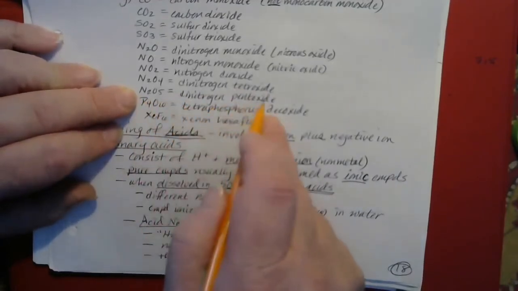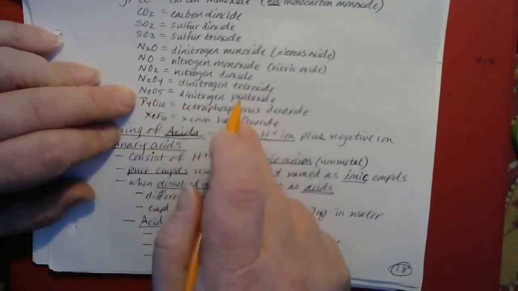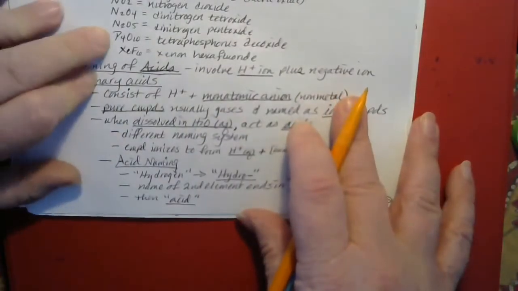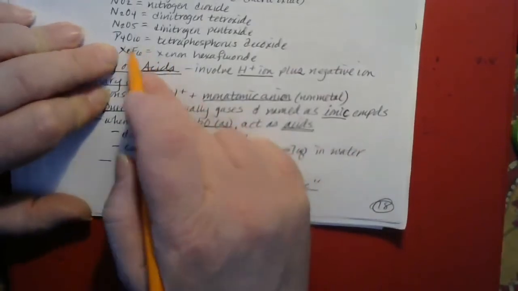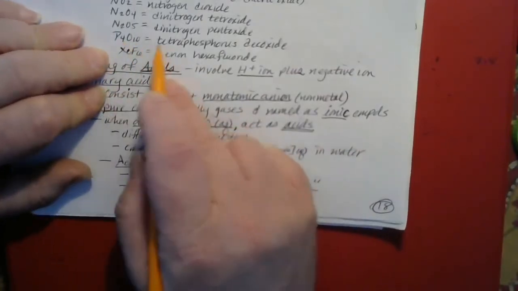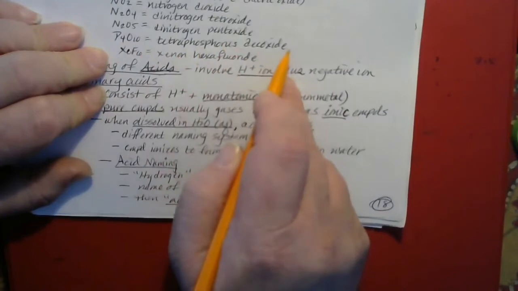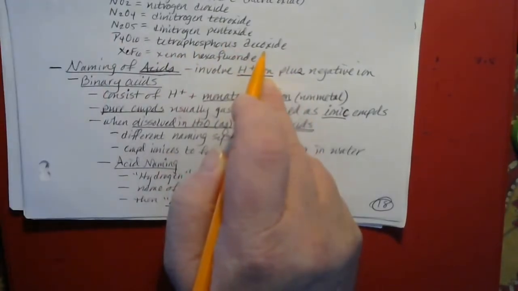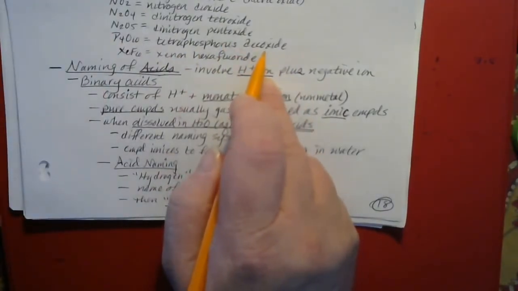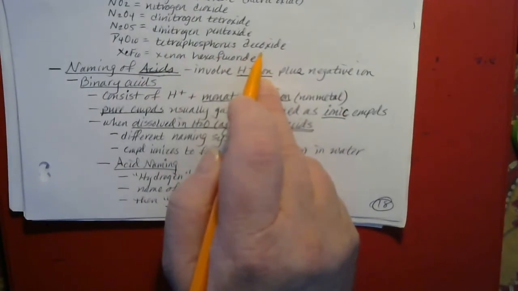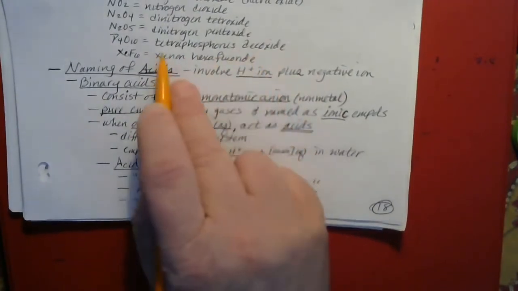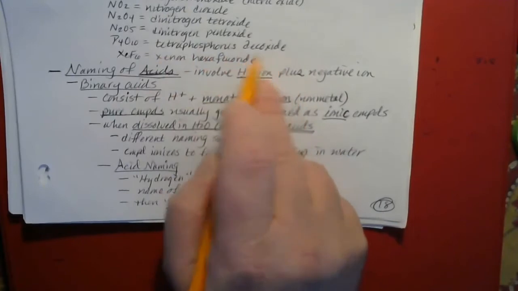N2O5 is dinitrogen pentoxide. And so it's pentoxide rather than pentaoxide in order to make it easier to say. But if you write pentaoxide, I'm not going to count it as wrong. P4O10, tetraphosphorus decoxide. Again, technically not decaoxide, but if you write it as decaoxide, I won't count it as wrong. So tetraphosphorus decaoxide.